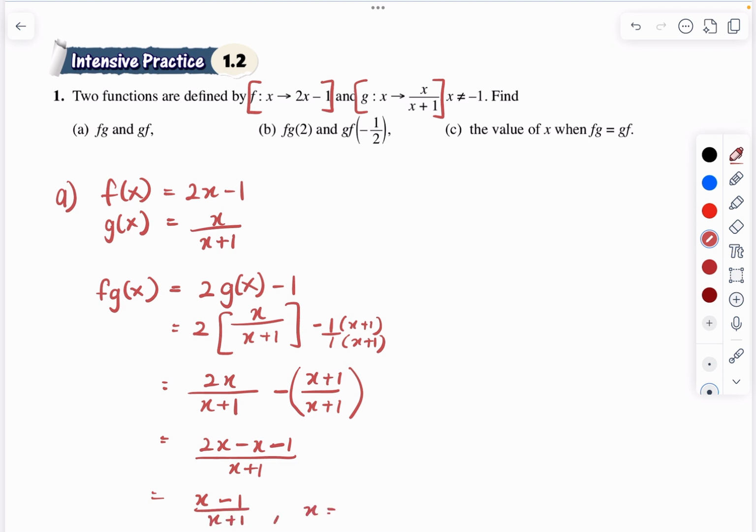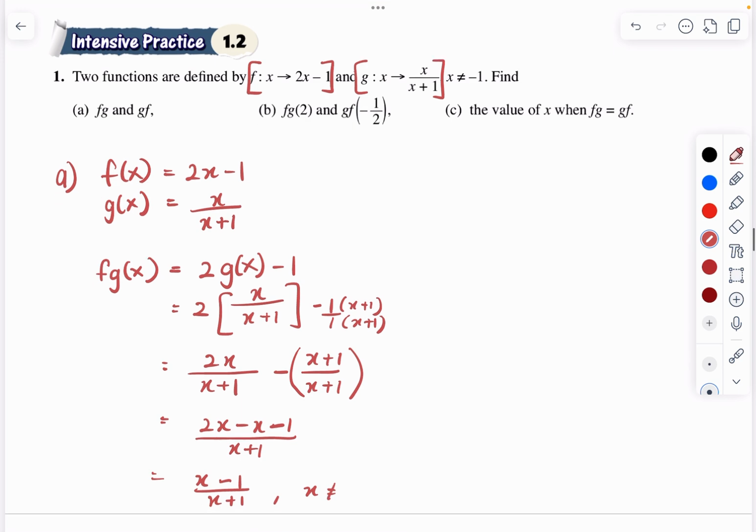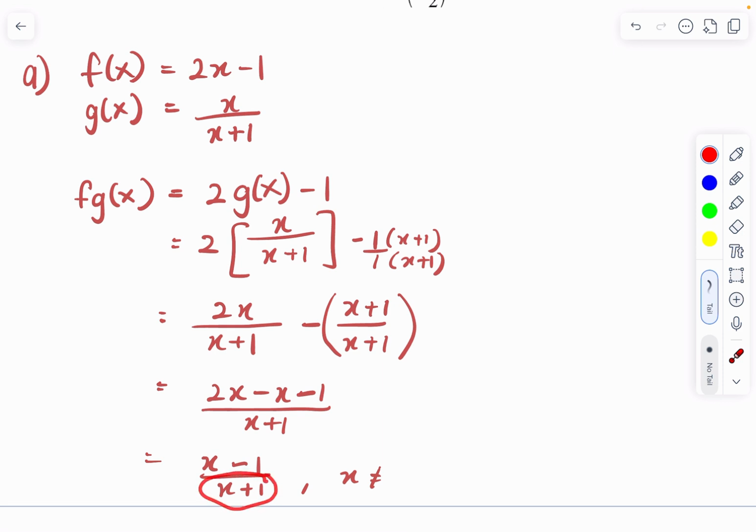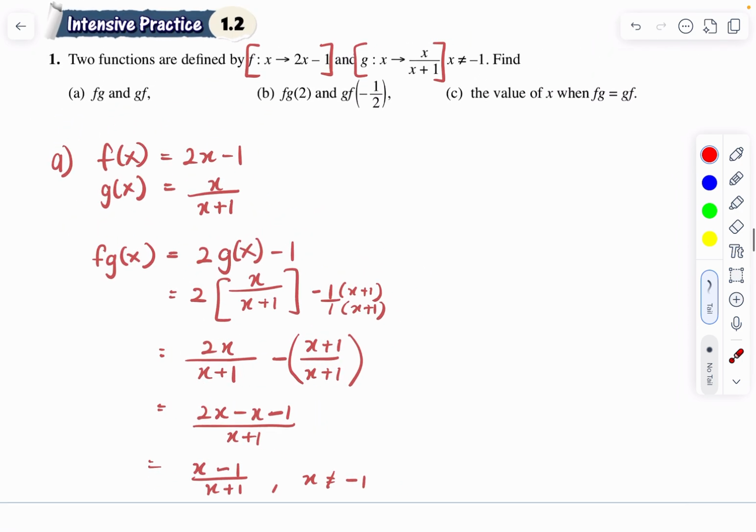Okay, here we need to write the condition. So since our denominator has an x, your denominator cannot be 0. So how to make this 0? If x is negative 1, negative 1 plus 1 will give us 0, right? So x cannot take negative 1, because when x is negative 1, your denominator will become 0. And the denominator of a fraction cannot be 0 because it will be undefined. Okay, so you must state this condition. Sometimes this alone is 1 mark.